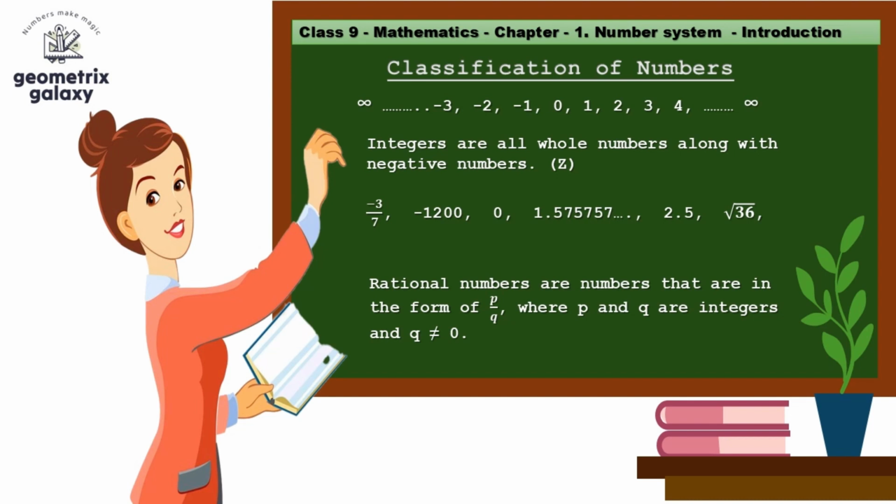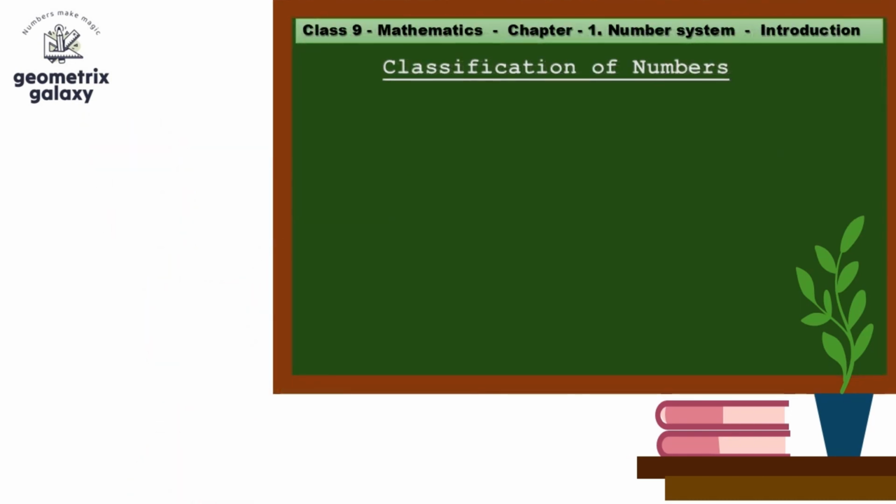1.575757 is a non-terminating repeating decimal. Therefore, it is a rational number. 2.5 is a terminating decimal. Therefore, it is a rational number. Root 36 is a radical of a perfect square, so root 36 is equal to 6. Therefore, it is a rational number.